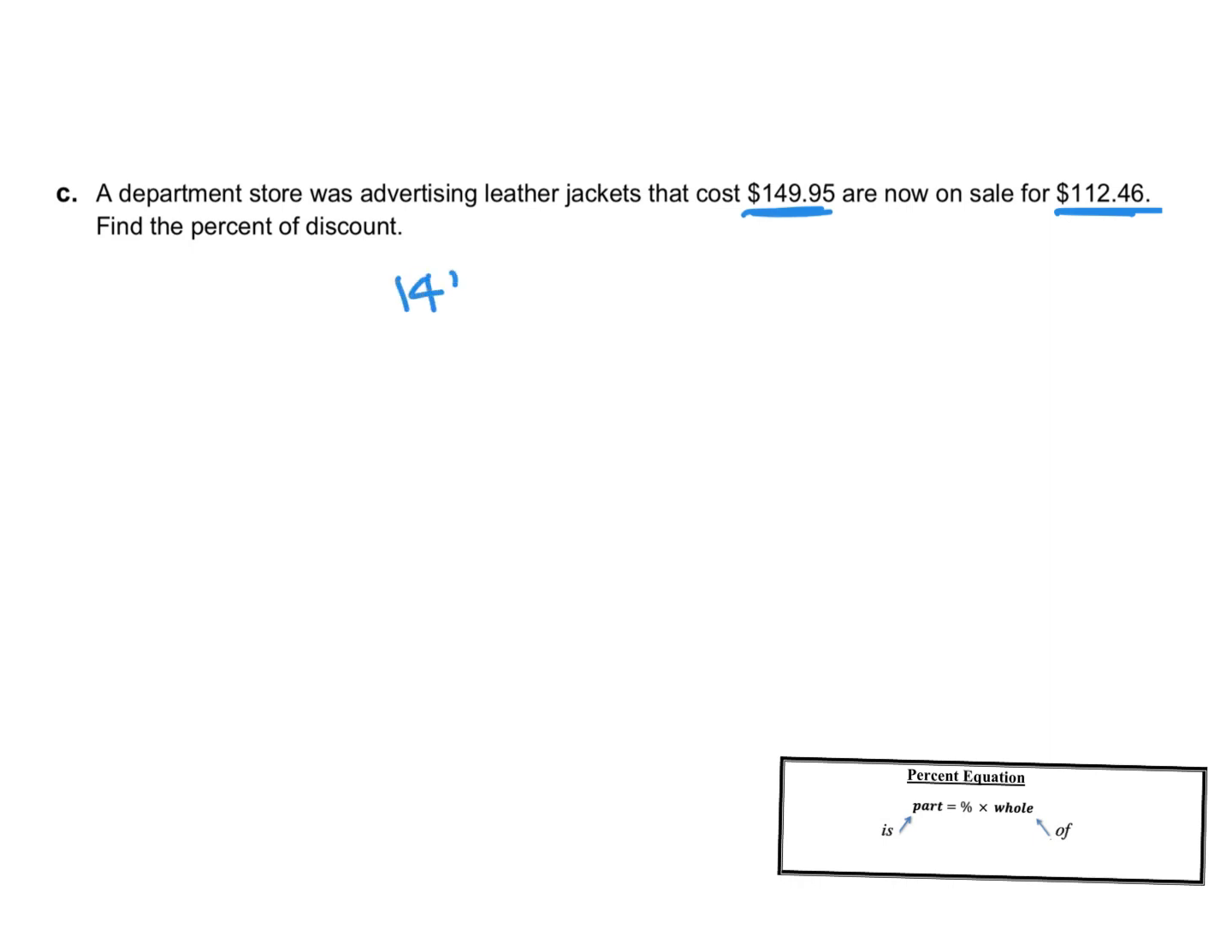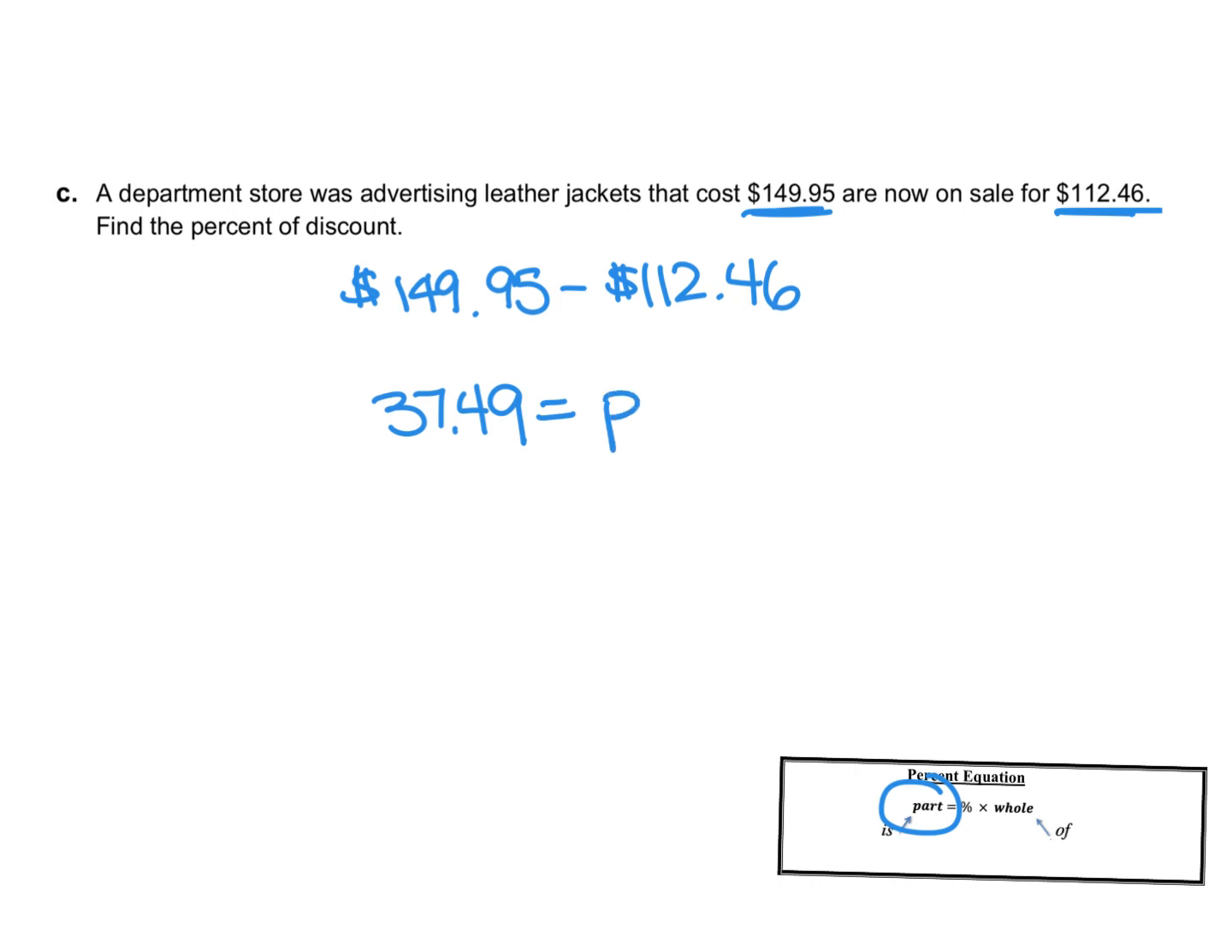So I have $149.95 minus then the $112.46. Okay, so the amount that you saved is $37.49. So that's our part. So $37.49 is what percent, so I don't know my percent, times our whole. And remember, the whole number was the $149.95.